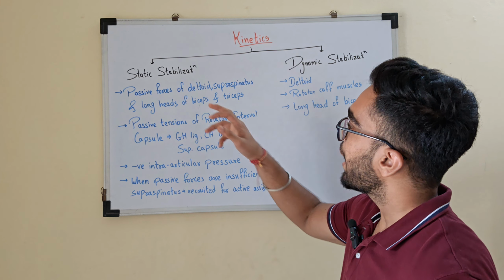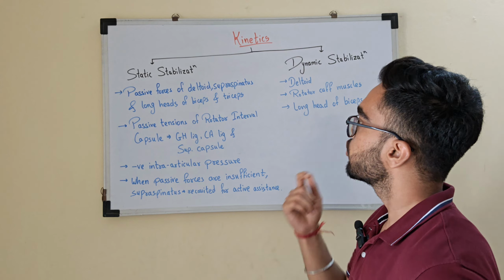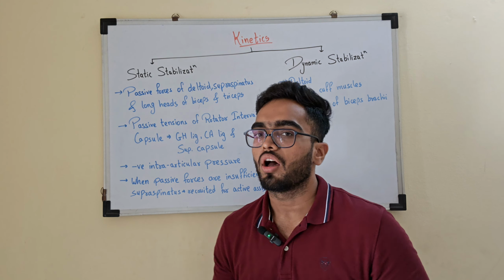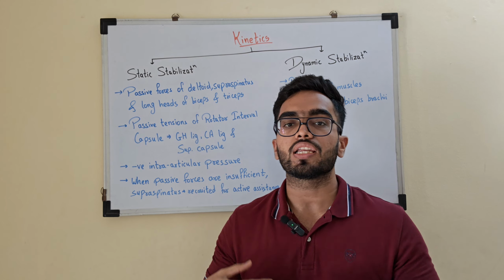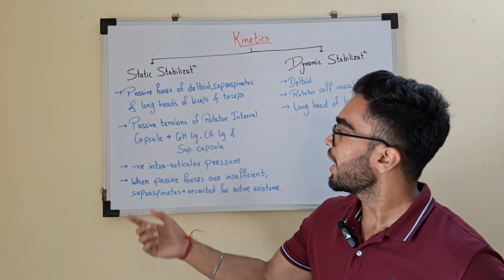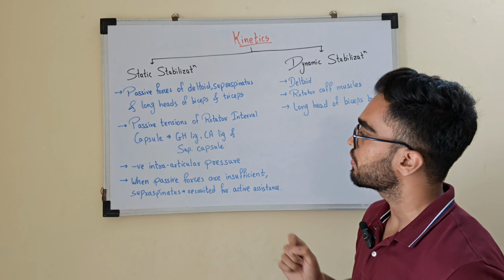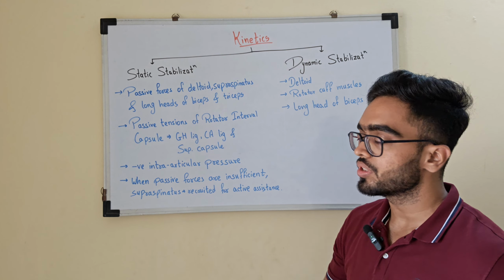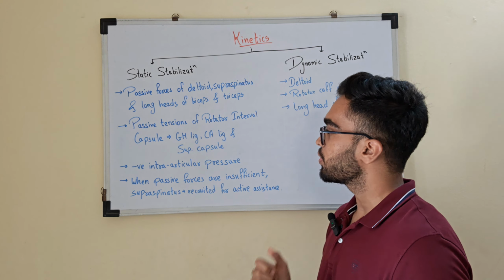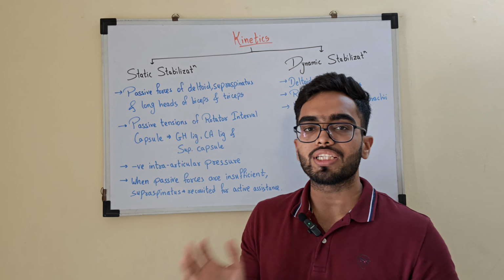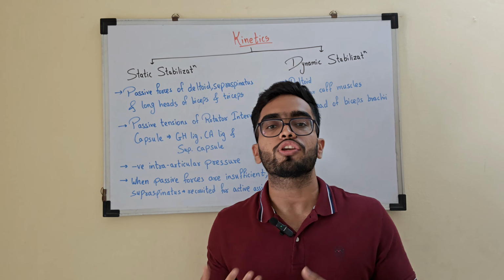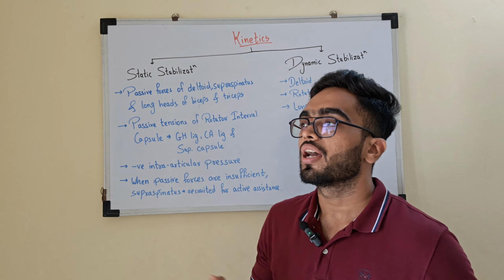The passive forces of deltoid, supraspinatus and the long heads of biceps and triceps, all this helps to prevent the inferior translation by the gravity. And the passive tensions of rotator interval capsule, which includes the glenohumeral ligament, the coracoacromial ligament and the superior capsule, all of these become taut to prevent the inferior translation of the humerus against the gravity.